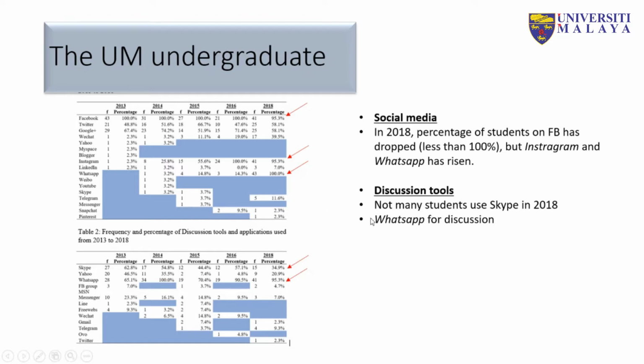See the difference. Discussion tools. We looked at Skype. Skype was not very popular in 2018, somewhat used by students earlier on, and WhatsApp for discussion. I think if you ask today, probably more students have used Zoom because of this crisis.